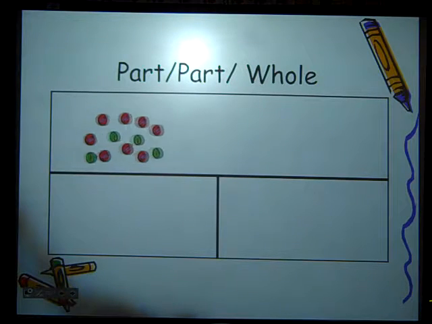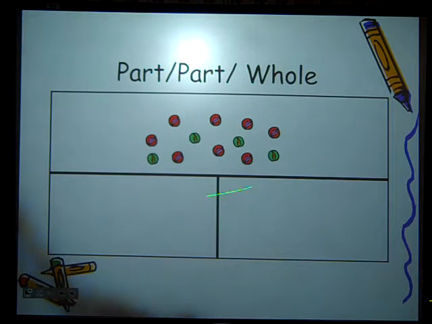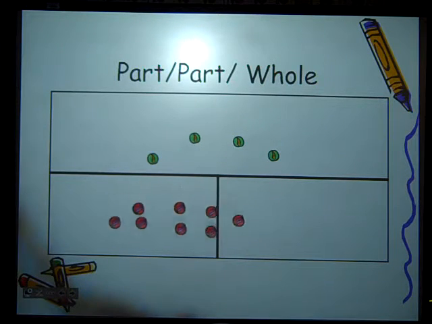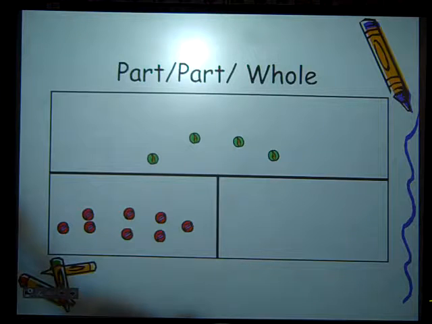Okay? There are 12 marbles. Some of them are red, some are green, correct? I take away the 8 red ones. How many are not red? 4. The missing part is 4 marbles. That make sense? The whole was 12, and the 2 parts are 8 and 4.